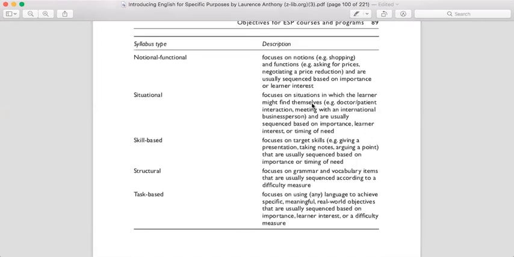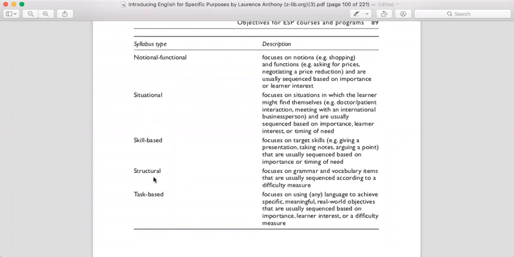Another syllabus is situational, context based conversations. Okay, whatever the situation is, it focuses on the situation, and one of the situation can be, here the example is given of doctor patient interaction. Okay, or formal meetings, right? So that is context based. Except for this one, the structural syllabus, and the rest are based on communicative approach.